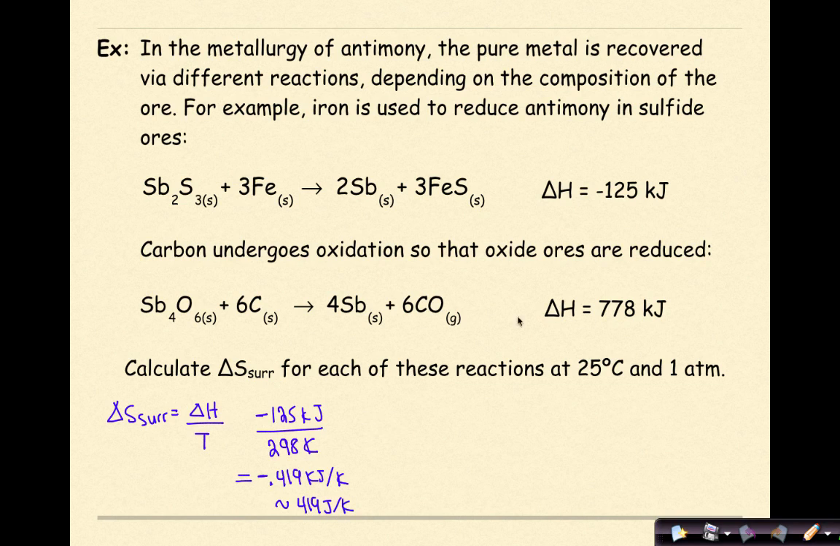Let's do the same thing for our second reaction. So we're going to have 778 kilojoules over 298 Kelvin. Again, we're going to divide this out, and as a result, initially we will get 2.61 kilojoules per Kelvin, but again, because we're working in entropy, we want to convert that over into joules. So our final answer here will be 2,610 joules per Kelvin. And this is an example of how to determine the entropy changes in the surroundings.